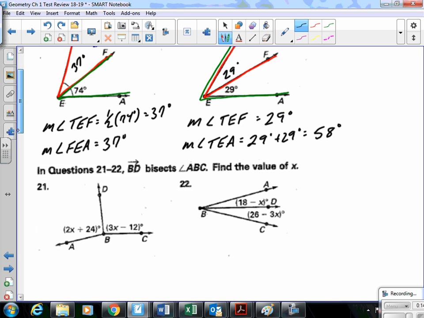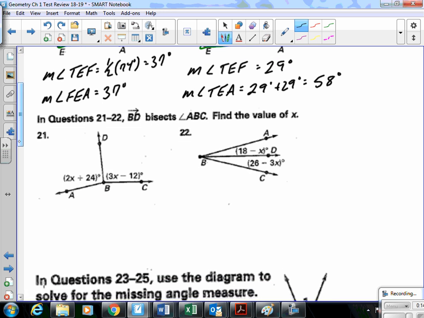All right, 21 and 22, still building on the concept of angle bisectors. It says BD bisects angle ABC, find the value of x. So if BD is a bisector, then the two resulting angles are congruent. So to solve for x, we're going to set the two angle measures equal to each other. Or 2x plus 24 is going to equal 3x minus 12. And just solve for x.